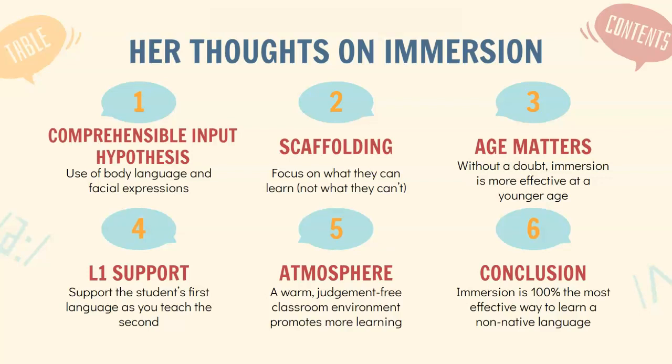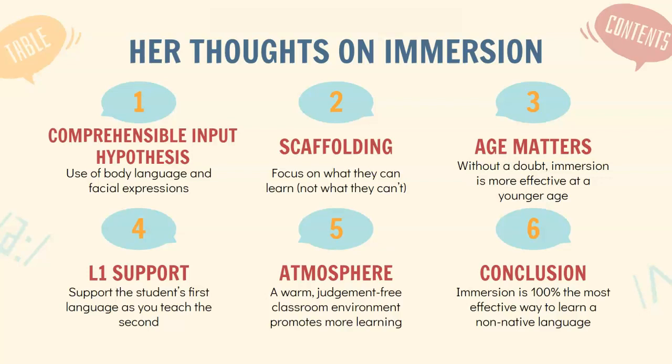Language 1 support. Supporting a student's first language as you teach the second is crucial because sometimes those students aren't completely concrete with their first language, so it's important to support that one as you add to it, with the younger students especially. Atmosphere. And this goes both ways with ENL students and also students learning a language going from English. A warm and judgment-free classroom environment promotes language learning a lot more because students don't feel like they're going to get ridiculed or picked on or made fun of if they make mistakes, because you will make mistakes with foreign language if you're really trying and putting yourself out there with it.